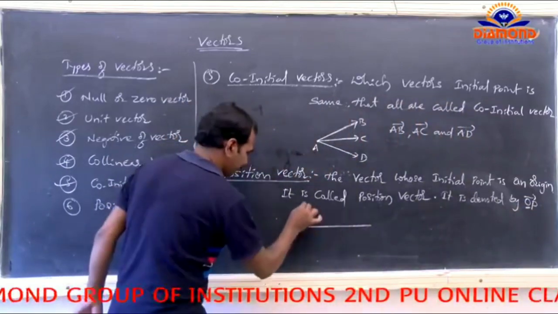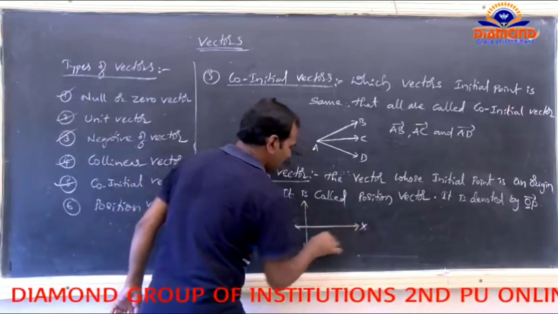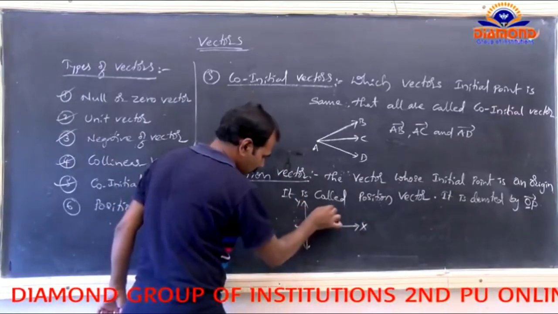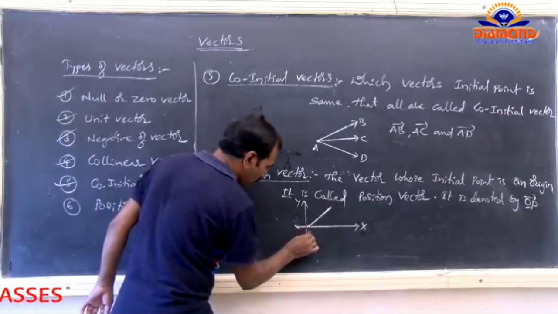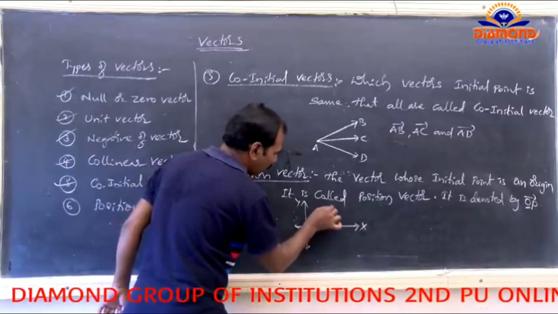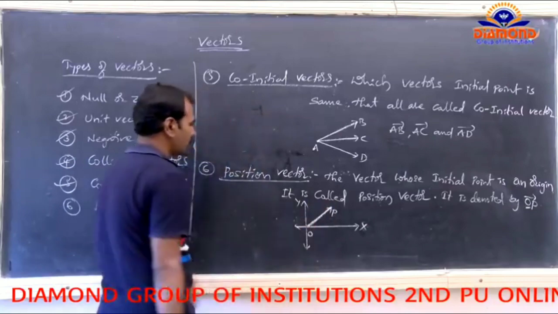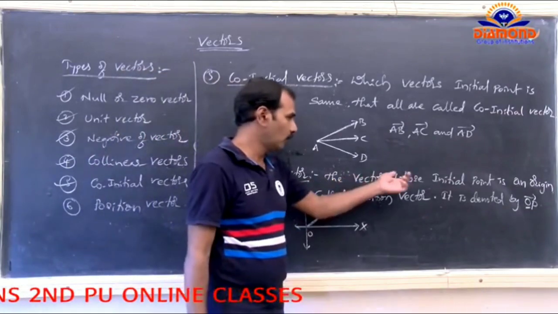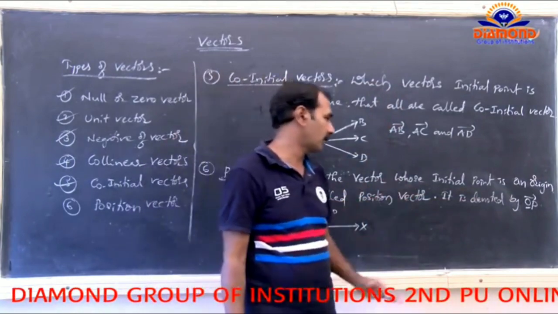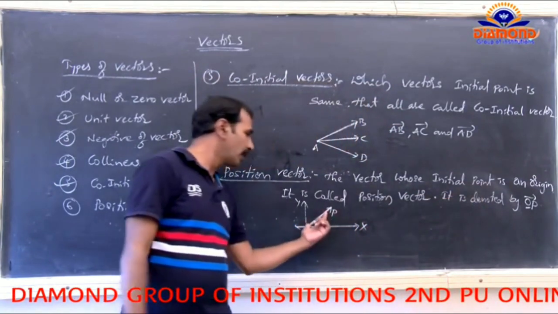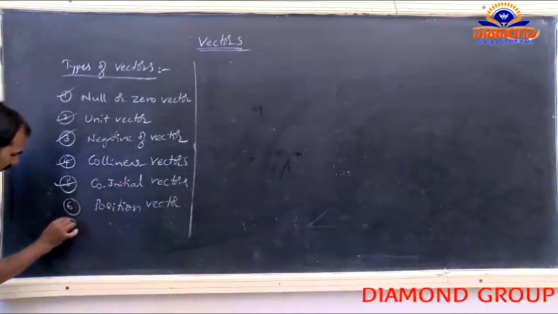Like this. It is the x-axis, it is the y-axis. So this vector is, it is O, it is P. So the OP vector is called a position vector. The vector whose initial point is the origin is called a position vector. So it is denoted by OP like this.